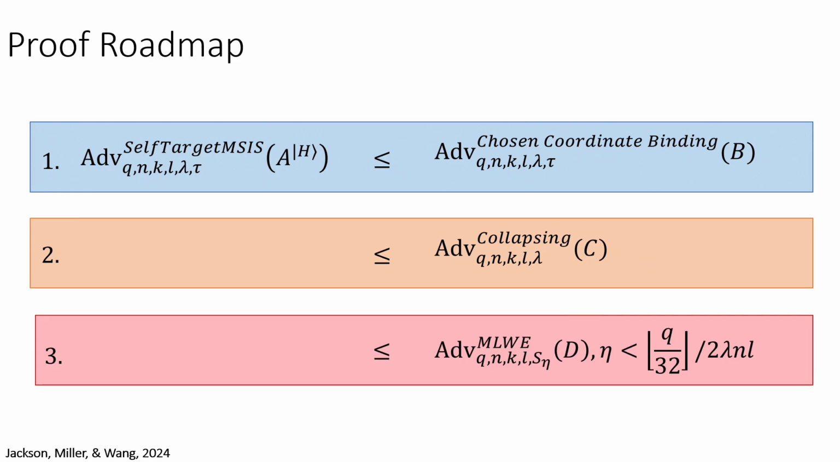Now, in order to prove that this problem is hard, we'll go through 3 steps, which I'll aim to sketch out at a high level. First, we prove that solving self-target MSIS is at least as hard as solving some chosen coordinate binding experiment. We then show that this chosen coordinate binding experiment is at least as hard as solving a related collapsingness experiment. We then show that solving this collapsingness experiment is at least as hard as solving the MLWE problem with an error distribution that is uniform over S_eta for eta a function of q, lambda, n, and l.